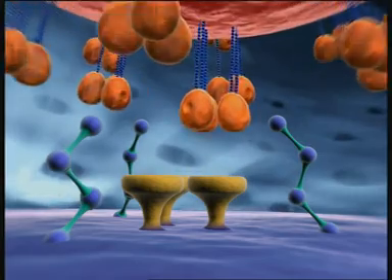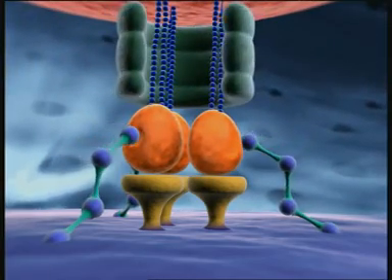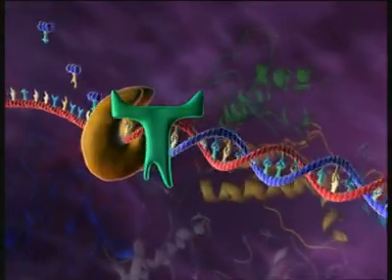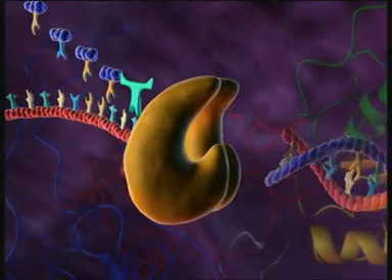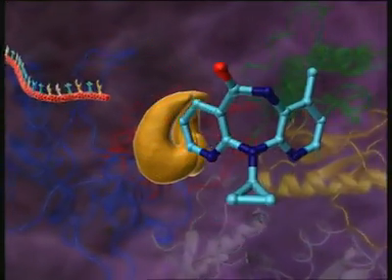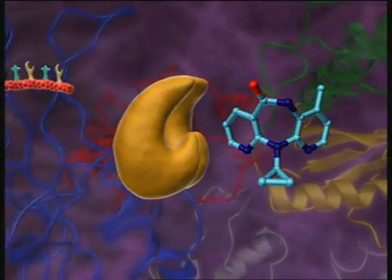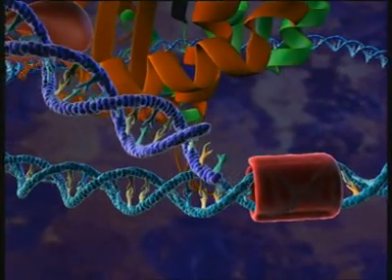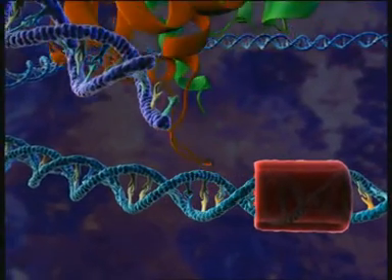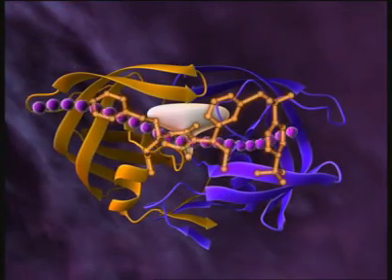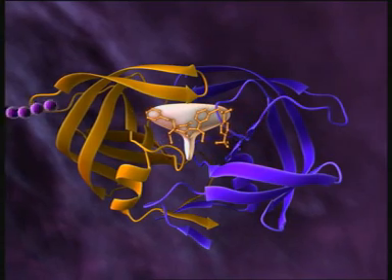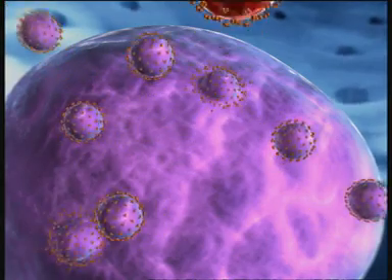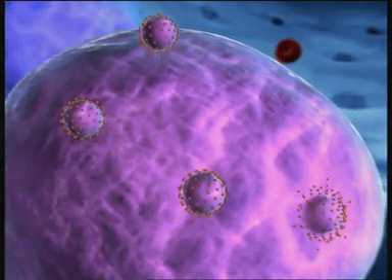Entry into the host cell can be blocked by fusion inhibitors, for example. Inhibition of reverse transcriptase by nucleoside inhibitors or by non-nucleoside reverse transcriptase inhibitors is part of standard antiretroviral regimens. The action of integrase can be blocked. Protease inhibitors are also part of standard antiretroviral therapy. Each blocked step in viral replication is a step towards better control of HIV disease.